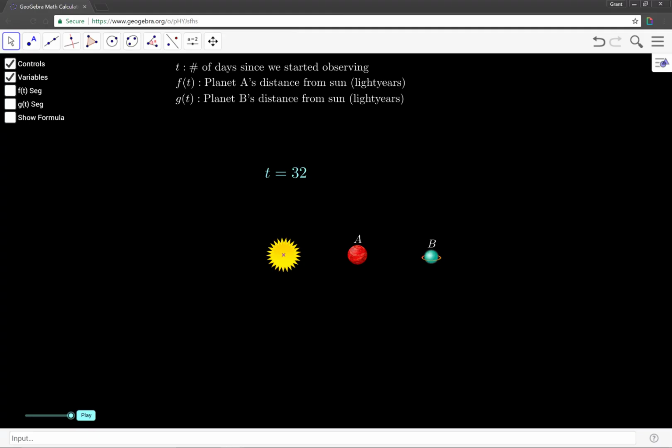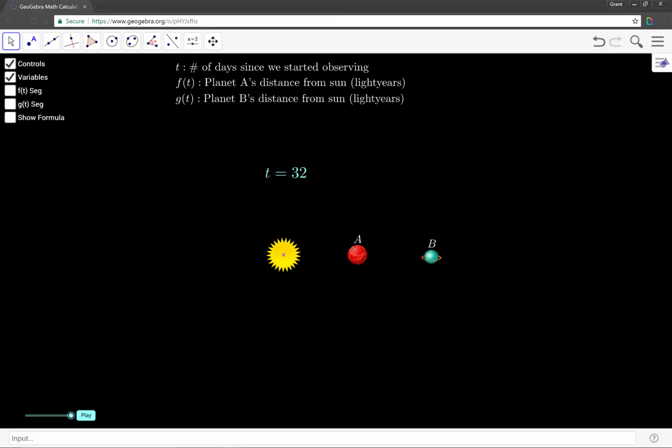Let's let the variable t represent the number of days since we started observing the planets. Given any value of t, there's exactly one corresponding value for planet A's distance from the sun, so planet A's distance from the sun is a function of the number of days since we started observing. Let's call this function f, so that f of t represents planet A's distance from the sun in light years. Similarly, planet B's distance from the sun is a function of the number of days since we started observing, so let's let the function g represent planet B's distance from the sun in light years in terms of t.